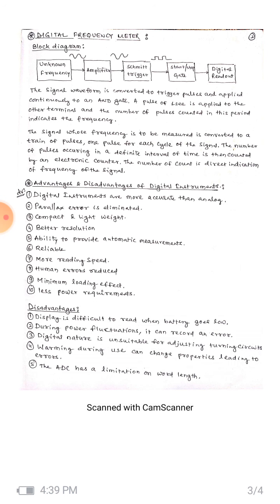And digital nature is unsuitable for adjusting tuning circuits. The fourth one is that warming during use can change properties, leading to errors. The last one is that the ADC has a limitation on word length.